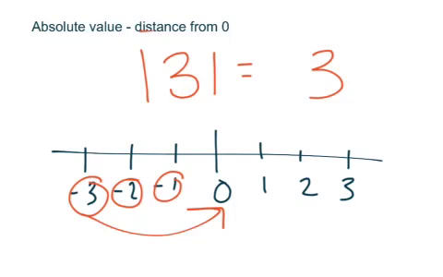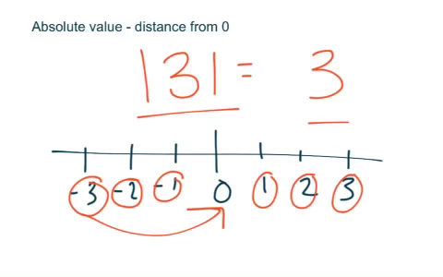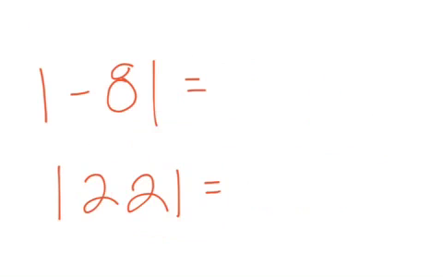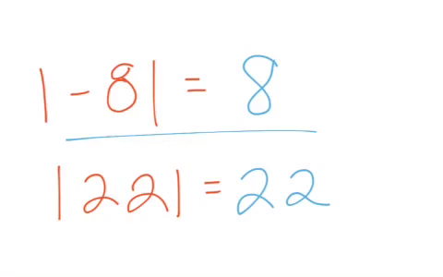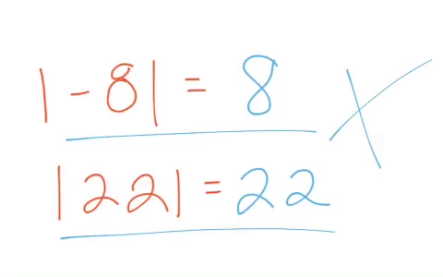We're still finding the same solution here, which is trying to find how far away 3 is from 0. So we count 1, 2, 3 positions. Therefore, the absolute value of 3 is 3. Go ahead and pause the video, try these on your own, and play when you're ready to check your answers. The absolute value of -8 is 8 because it's 8 units away from 0. The absolute value of 22 is 22. Remember, our answers are always positive.